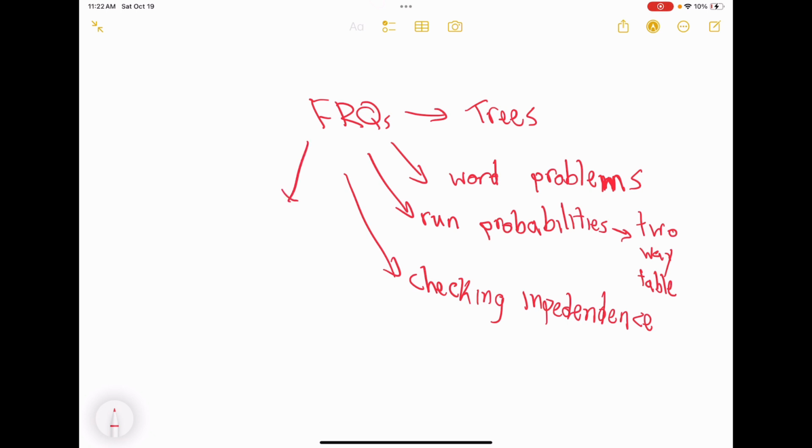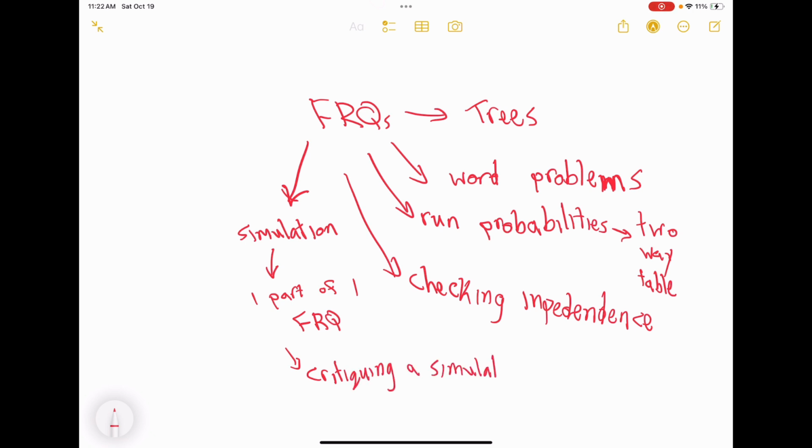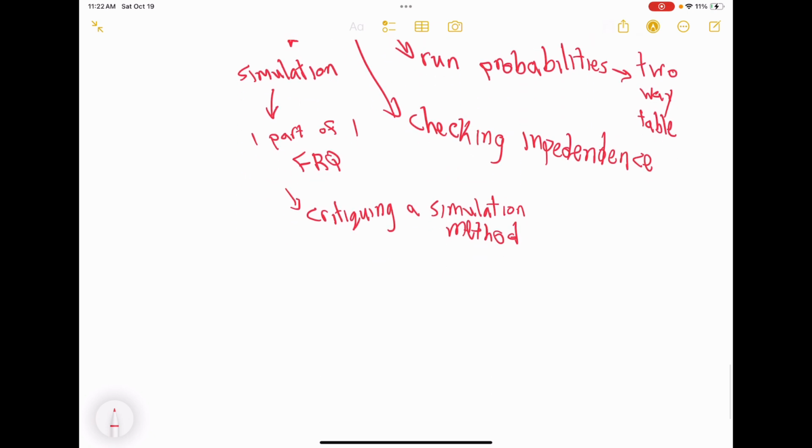And I will warn you, simulation specifically comes up, and I will tell you this, it comes up on one part of one FRQ, and I will tell you, you are critiquing a simulation method. So you do not have to create one, but you do have to explain the flaws with creating one.